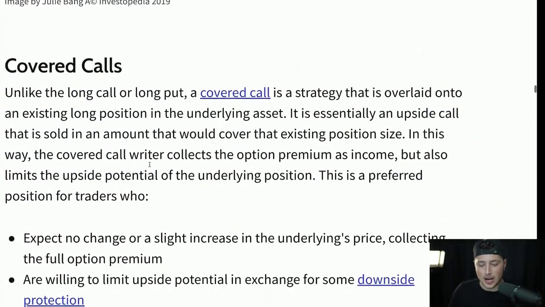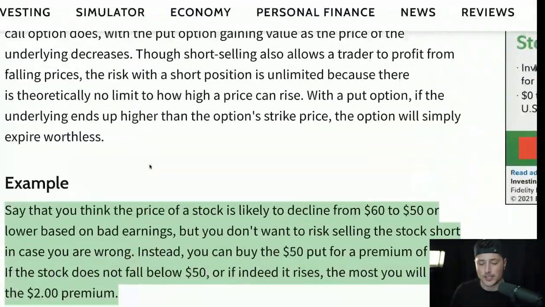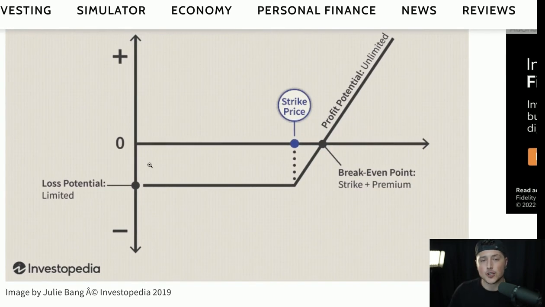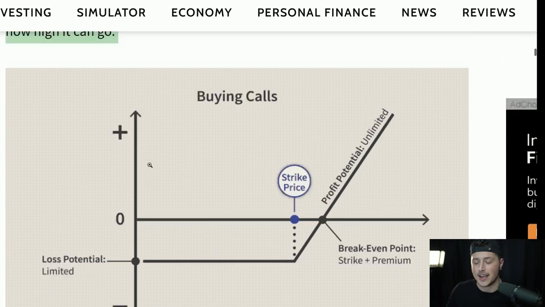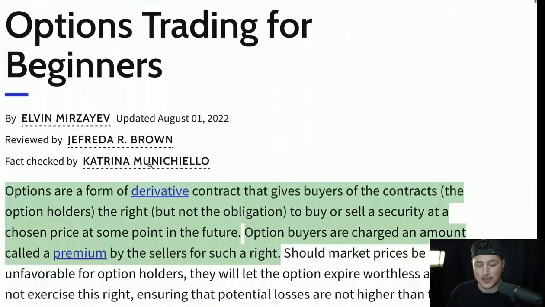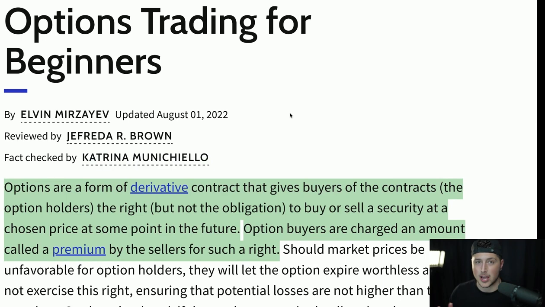Now, we're not going to talk about some of these more advanced strategies, at least not yet. Right now, we just want to stick to buying calls and buying puts. The reality is it is very easy to buy a put instead of selling a stock short, which is much more complicated. So that is why I like trading puts as well. But regardless, that should give you guys a basic understanding of options and what it is like to buy a call option and buy a put option.